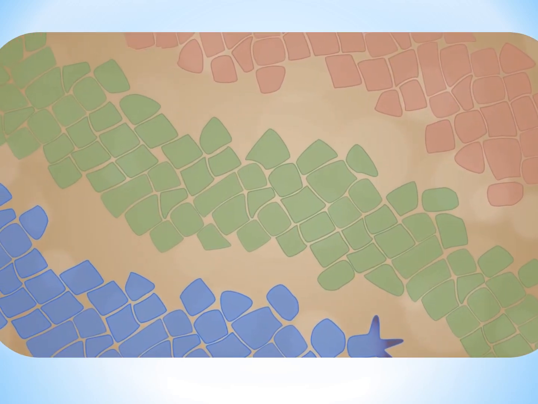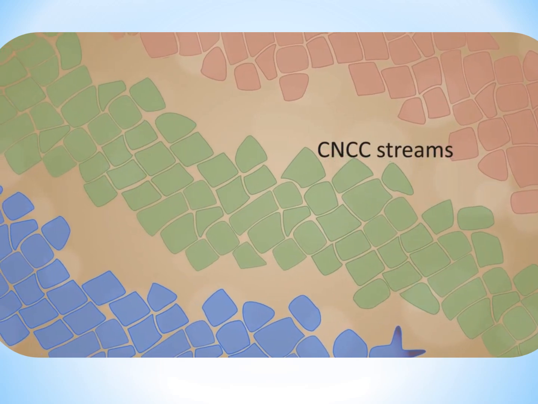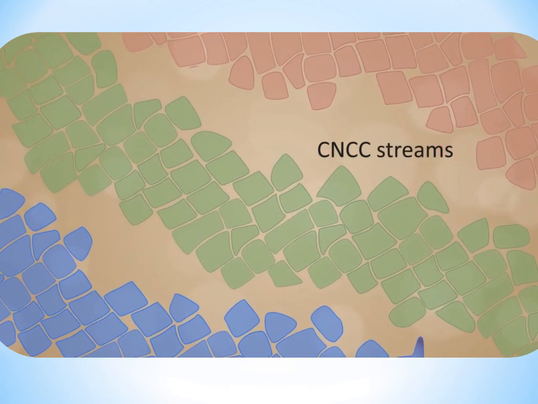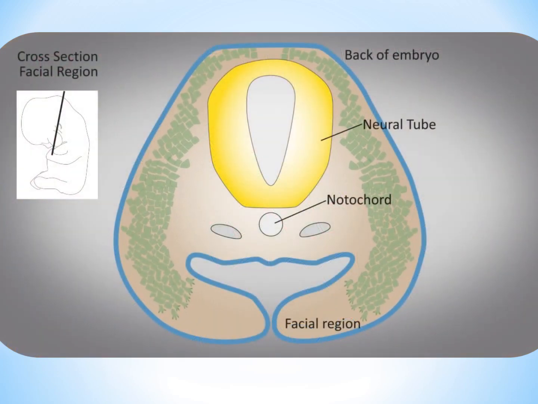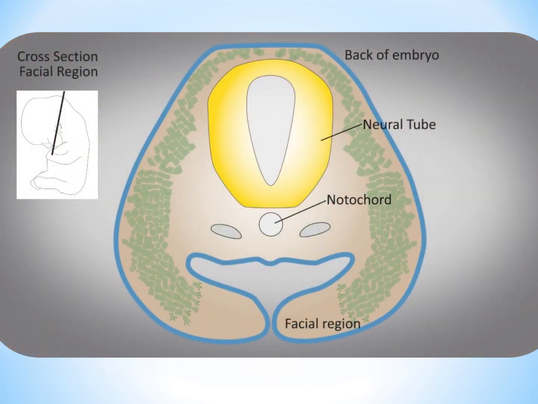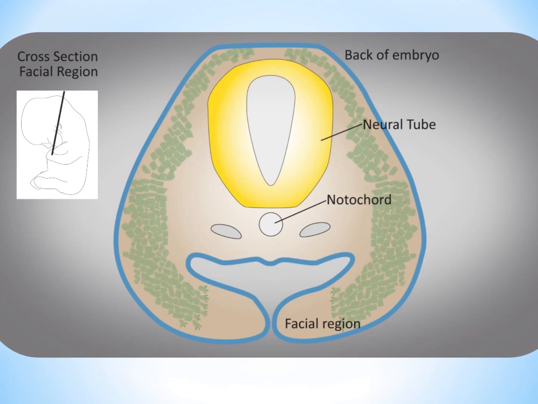Growth, migration, and subsequent differentiation of CNCCs are critically important for proper development of the normal structures in the facial and neck region, such as bones, cartilage, and nerves. Soon after the CNCCs reach their final destination, the facial structures begin to take shape externally.